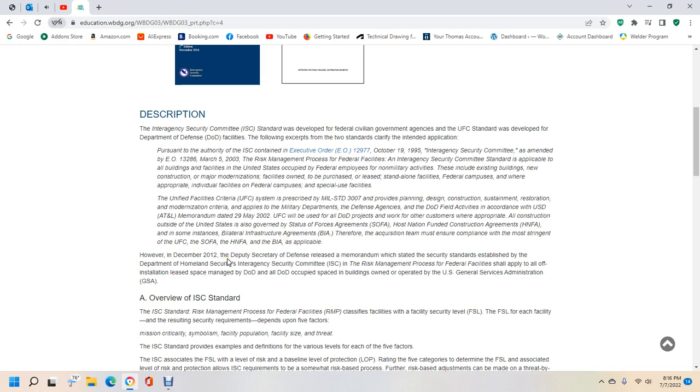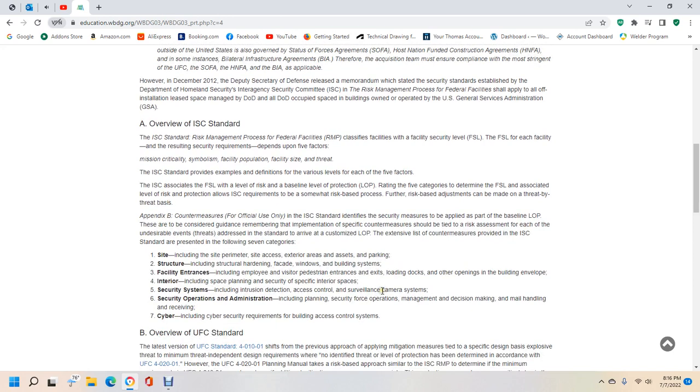However, in December 2012, the Department of Defense released a memorandum which stated that the security standards established by the Department of Homeland Security Interagency Security Committee, the Risk Management Process for Federal Facilities, shall apply to all installations, leased space managed by DoD, and all DoD-occupied space in buildings owned or operated by the U.S. General Services Administration.